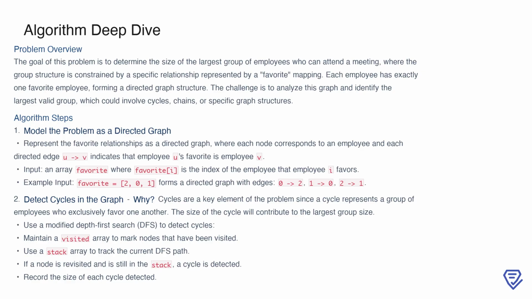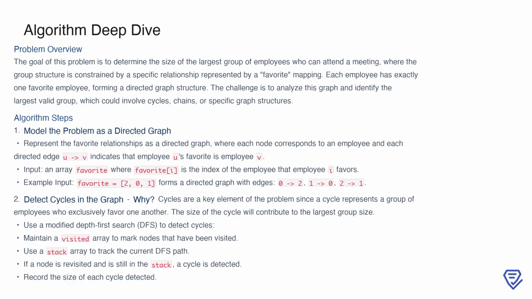For instance, if the favorite array is [2, 0, 1], employee 0's favorite is employee 2, employee 1's favorite is employee 0, and employee 2's favorite is employee 1. This structure forms a graph with edges 0-2, 1-0, and 2-1.